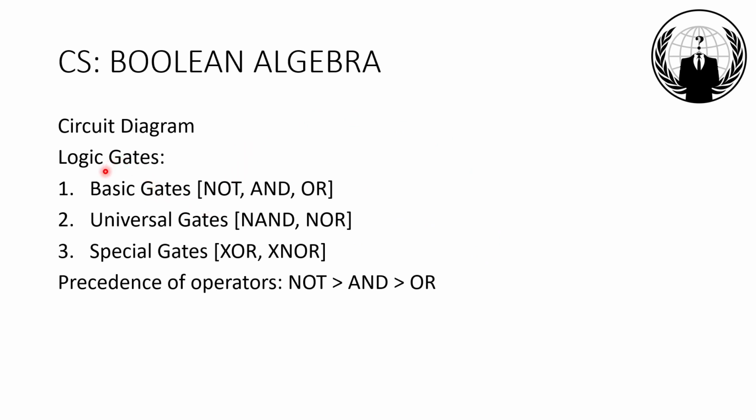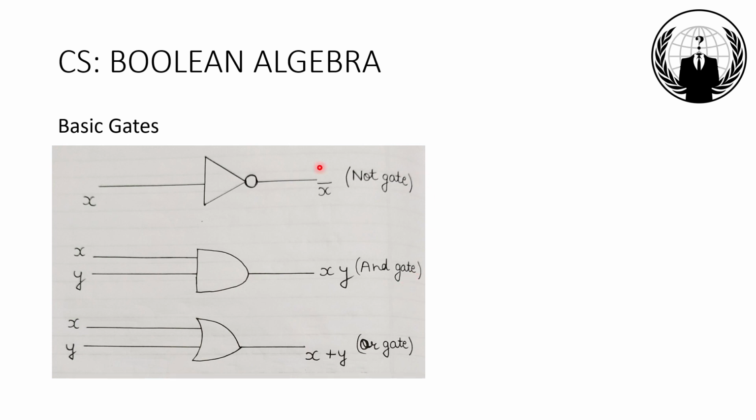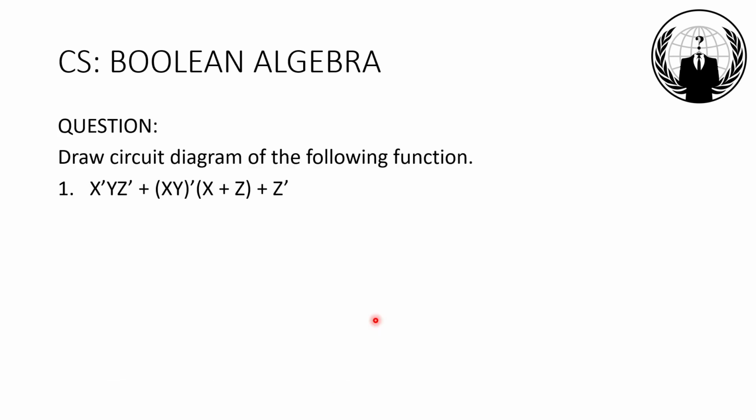So in Boolean algebra we have logic gates, which are of three types: basic gates, universal gates and special gates. First of all we will learn about the basic gates, which are NOT, AND, OR. Here is the precedence of operators, which states that we give first preference to NOT, then AND, and then OR. Now here is the diagrammatic representation of basic gates: the NOT gate, AND gate and OR gate. As we can see, the NOT gate is a unary operator or unary gate, so it takes one input and gives one output, which is the complement. Here it is the product and here is the sum.